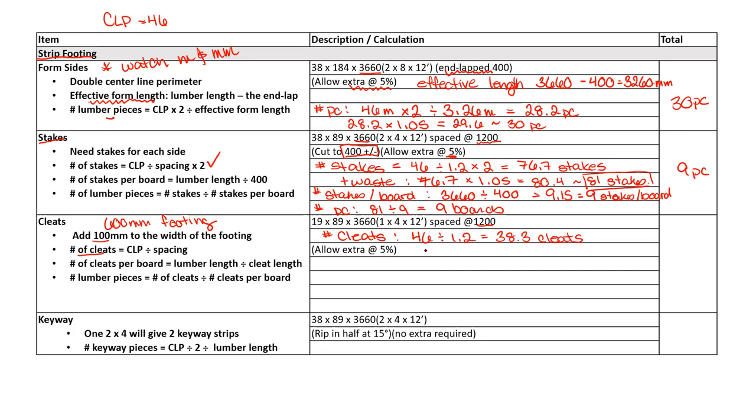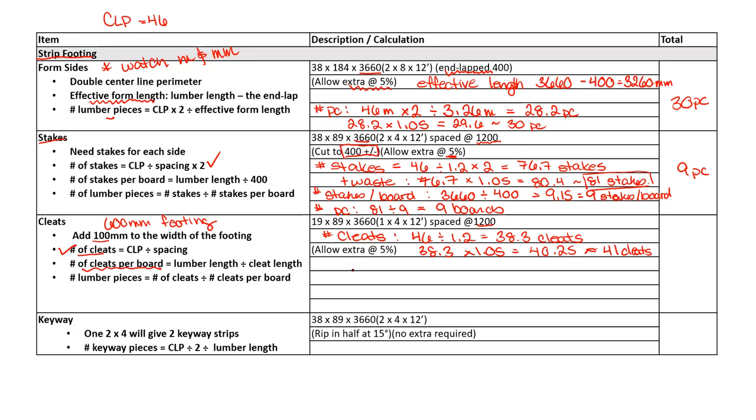And then we add our waste, 38.3 times 1.05. I always add the waste on right away because I've got the number in my calculator already. I can just hit multiply and put the 1.05 in right away. And that leaves us 40.25, which rounds to 41 cleats. Okay, how much lumber do I need to cut 41 cleats? Well, I need to find out how many cleats per board. So we got the first part done.